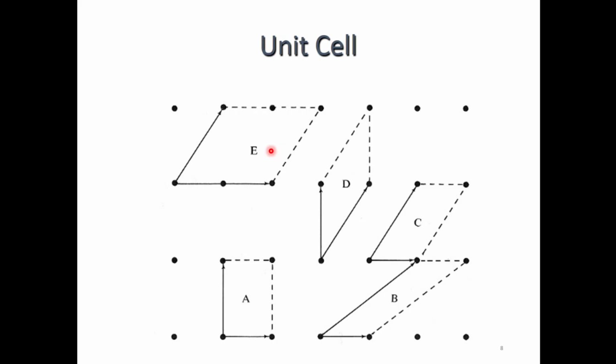So once we apply these two conditions on this unit cell, which is E, then yes, these two conditions are fulfilled. Similar conditions are fulfilled by this D unit cell, by this C unit cell, B unit cell, and A unit cell. So we can say that all these are unit cells, right?